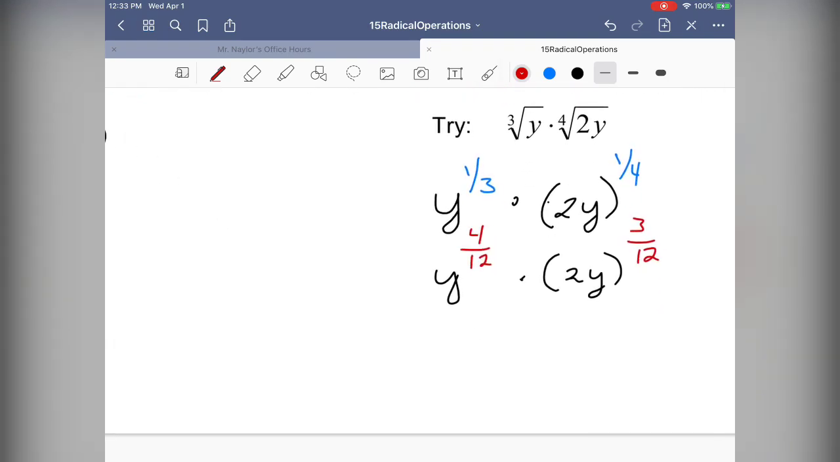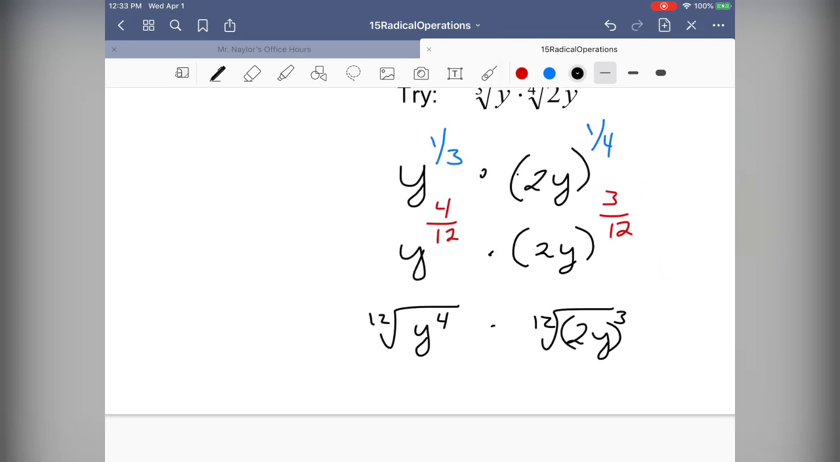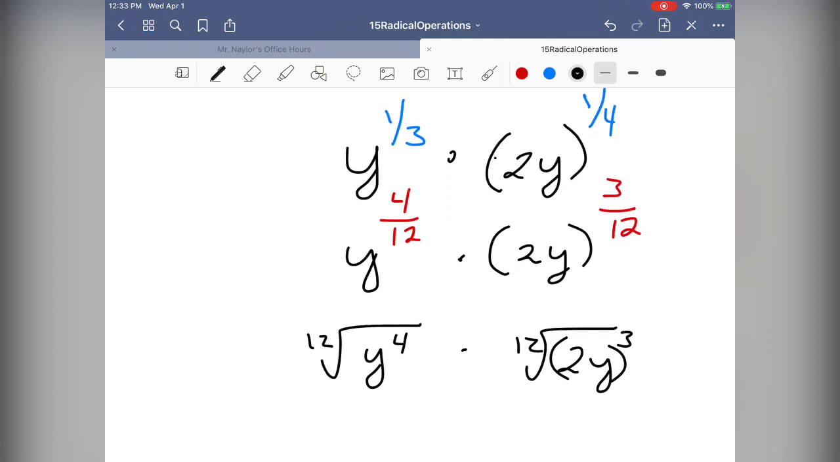Okay, now, at the time that I have this as 4/12 and 3/12, I can switch back to radical form. When you switch back to radical form, remember the numerator is the power and the denominator is the root. So I'm going to have a root of 12. Carefully notice here that my exponent of 3 applies to the entire 2y. Now, the last thing I need to do here is understand this exponent goes to both of these, and understand that you are now allowed to get underneath here and put everything together.